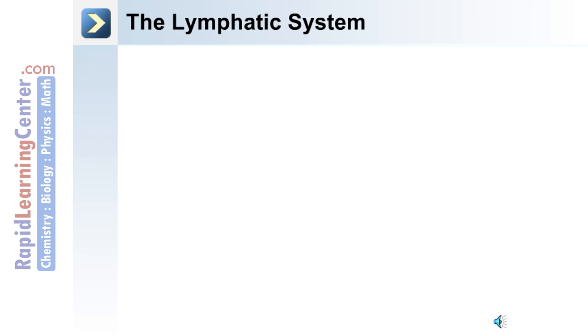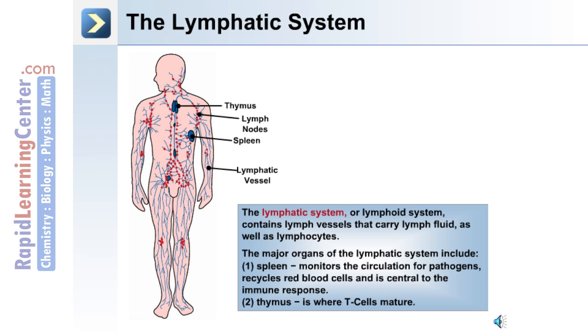The next major organ system we'll discuss is the lymphatic system. The major organs are the thymus and spleen. Also part of this system are lymph nodes spread throughout the body and lymphatic vessels. The lymphatic system contains lymph, which is a fluid that circulates. Within it are contained lymphocytes.